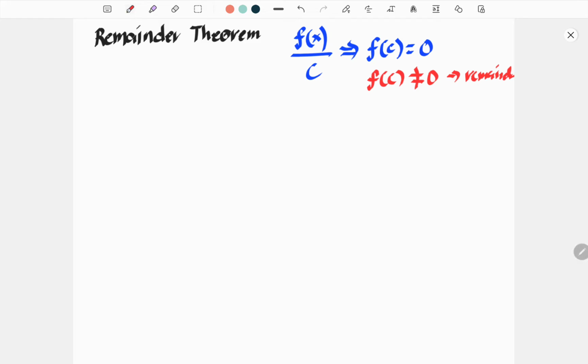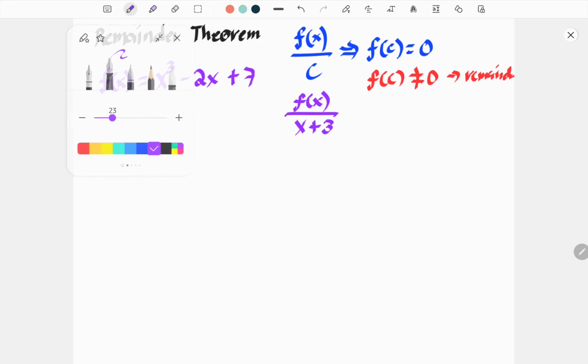So let me have a function for us to explore. For example, I have here f of x equal to x cubed minus 2x plus 7. And then we say that f of x is being divided by x plus 3. Okay, so we have now x plus 3, so let's have some solution about it.